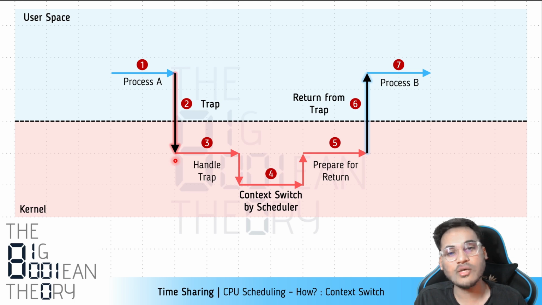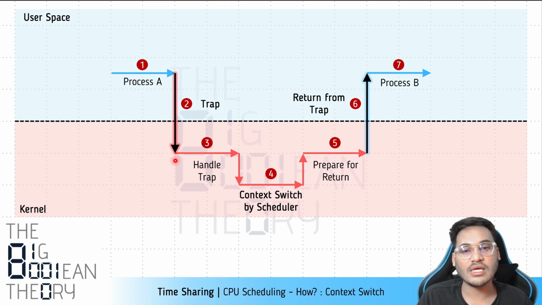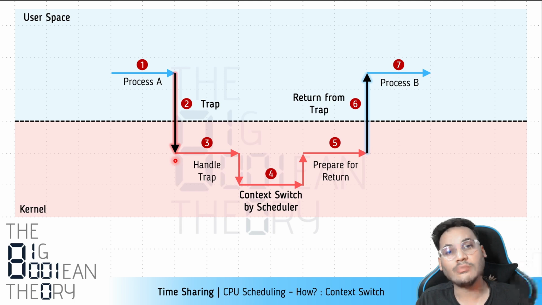Once that happens, the trap handler determines the cause of the trap, like what is the reason why this trap happened. And depending on the reason for the trap, it invokes the appropriate handler. If it's a system call, then it will invoke a system call routine. If it's an exception, then it will invoke the exception handler. Similarly, if it is an interrupt, then it will invoke the appropriate interrupt handler.